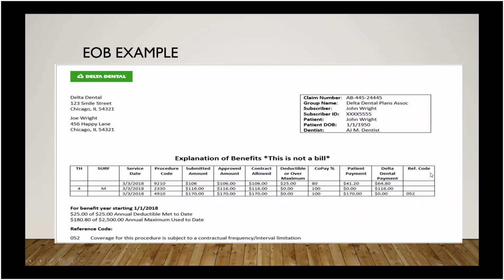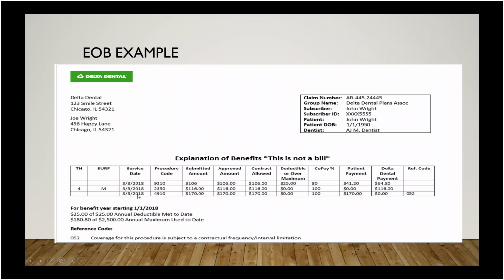So this is an EOB. You're going to see explanation of benefits on what we have. So we see who we sent it to, Delta Dental. Joe Wright is the insured. We have our claim number, so we want to make sure that's correct. We want to make sure the group name was correct. So if it was denied, did we enter either one of these wrong? The subscriber ID number, the patient, his date of birth, and the dentist. We want to make sure all that is correct.